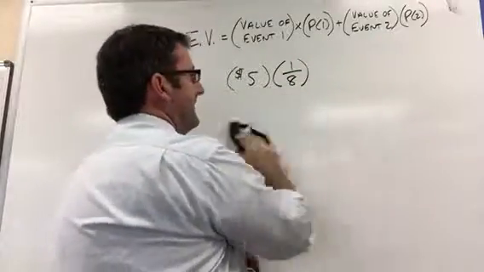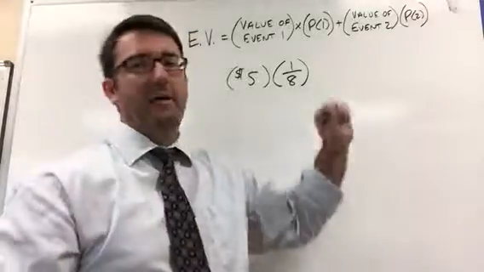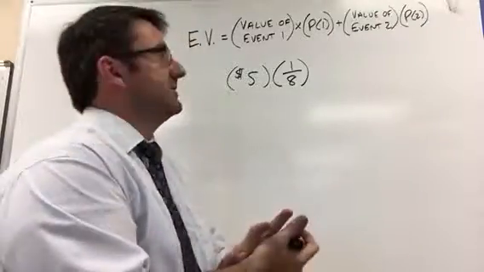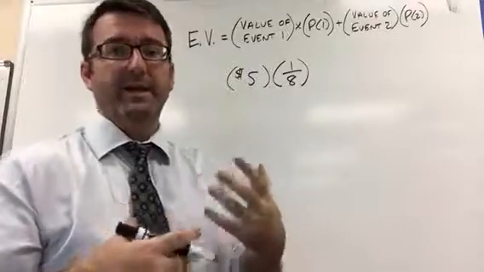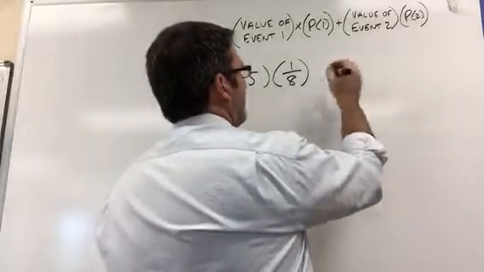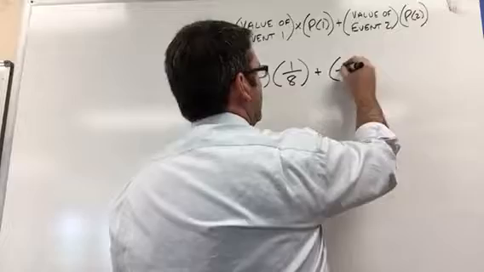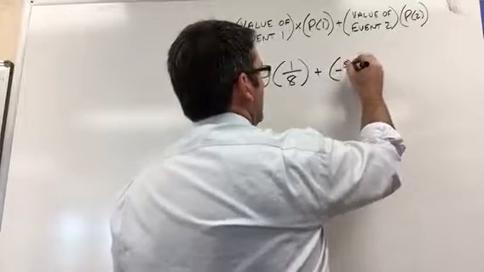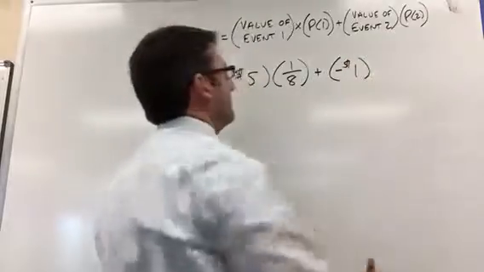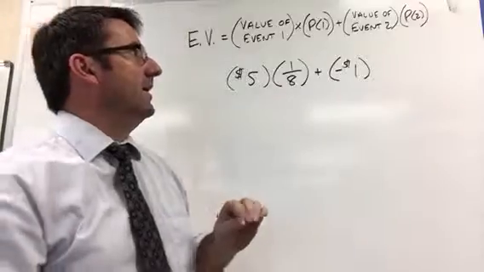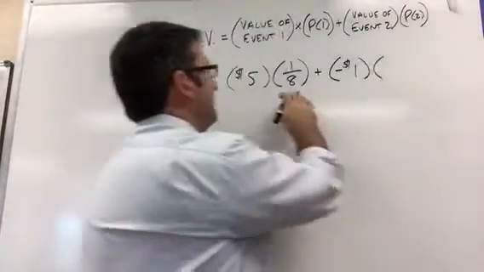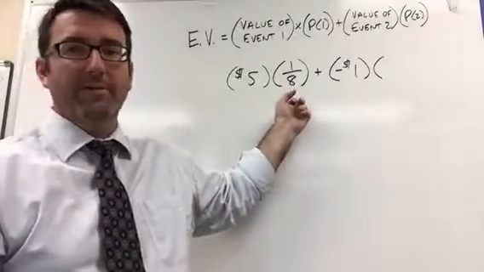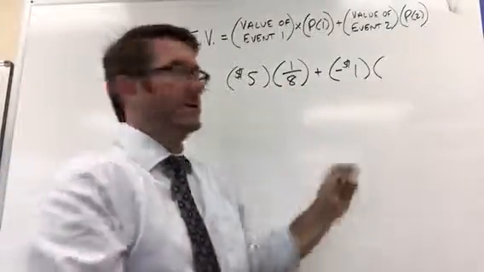All right, the second event that could happen here is I could lose. So what's the value to me of losing? Well, the value is going to be negative $1. And what's the probability that that's going to happen? Well, if the probability of me winning is 1 out of 8, the probability of me losing is 7 out of 8.